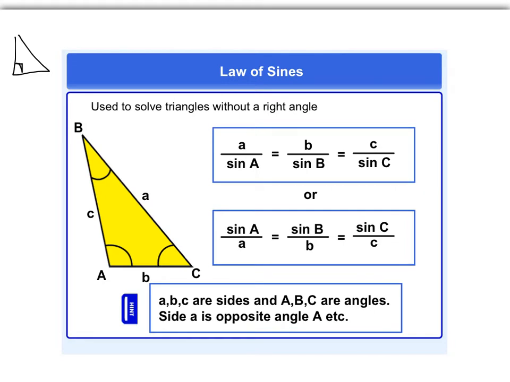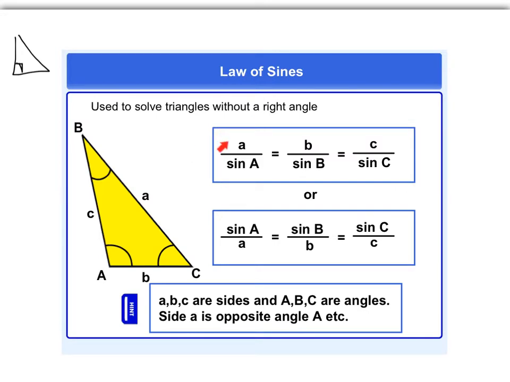Then we can't use those trigonometric ratios. Instead, what we can use, if we have the correct information, is the law of sines. The law of sines is used to solve triangles without a right angle. This is our law of sines.